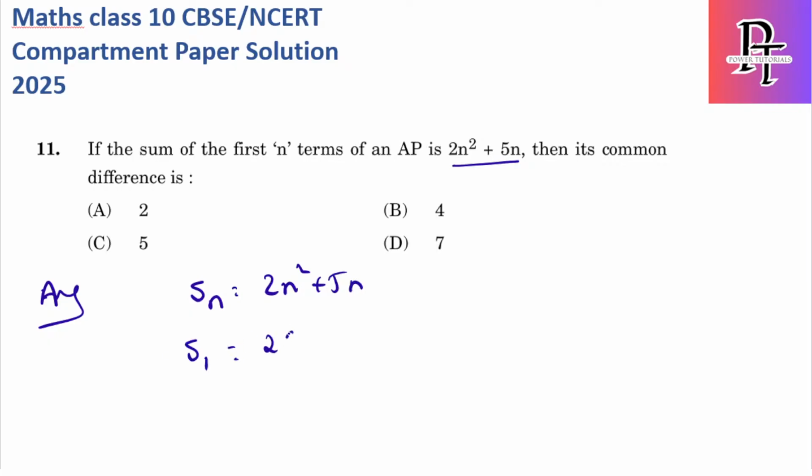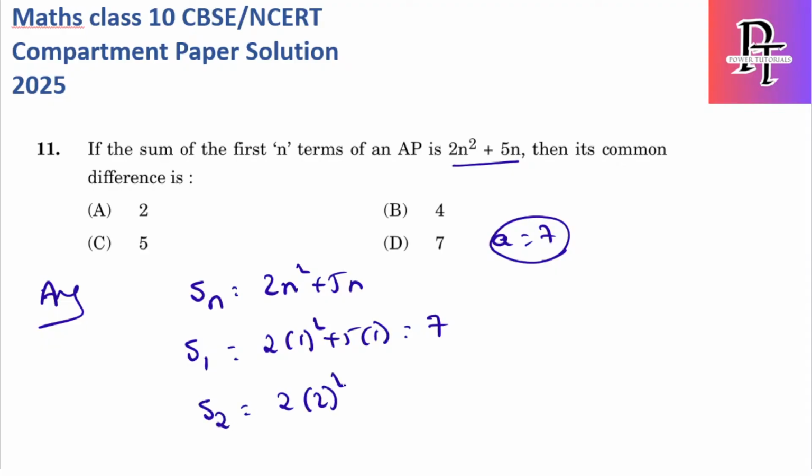So the first term is 2 into 1 square plus 5 into 1. So this becomes 2 plus 5, which is 7. So 7 is nothing but A, the first term. Same way, if I take the sum of two terms, that is S2. So 2 into 2 square plus 5 into 2, I will get 2 into 4 plus 5 into 2, which is 10. So 8 plus 10 is 18. It is not the second term, it is the sum of two terms.